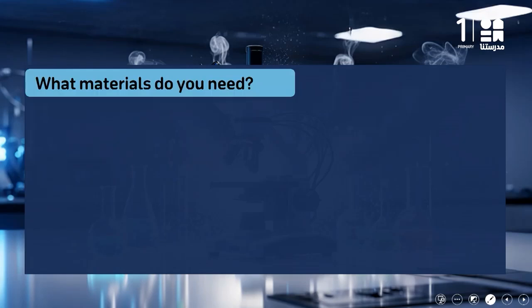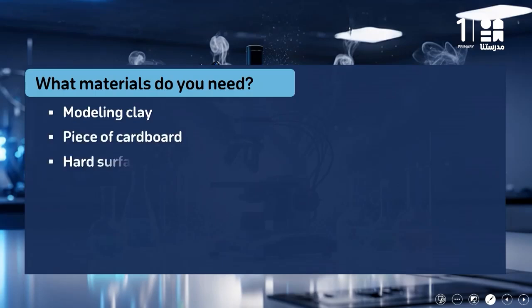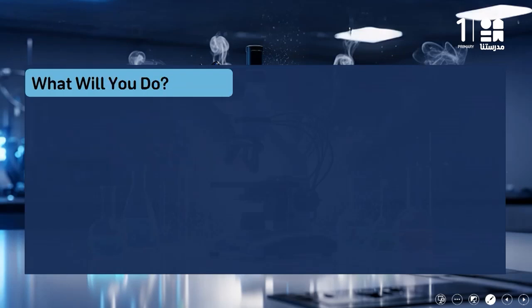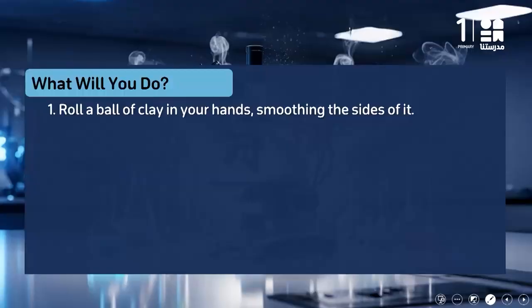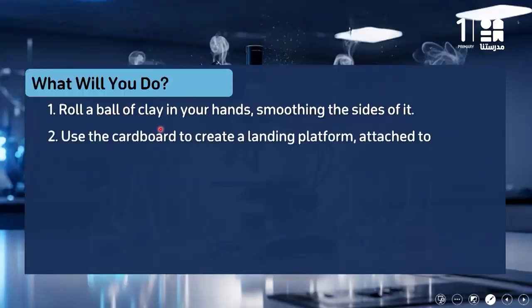So, what do we need for this experiment? One, we need modeling clay. Second, a piece of cardboard. And the last thing is a hard surface, like a wooden table, for example. What will you do? Number one, roll the ball of clay in your hands, smoothing the sides of it. So you're going to roll it to smooth the edges of the ball. Then use the cardboard to create a landing platform attached to a hard surface on the ground.